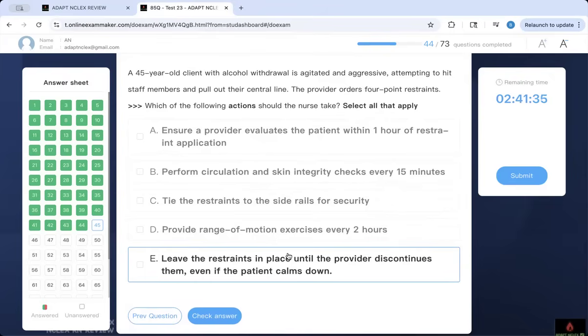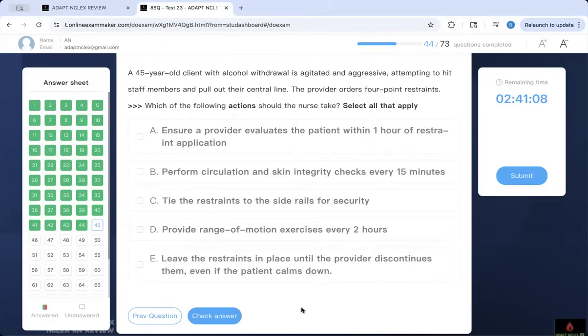Ensure a provider evaluates the patient within an hour of restraint application. Perform circulation and skin integrity check every 15 minutes. Tie the restraint to the side rail for security. Provide range of motion exercise every 2 hours. And leave the restraint in place until the provider discontinues them, even if the patient is calmed down. We saw a question like that.